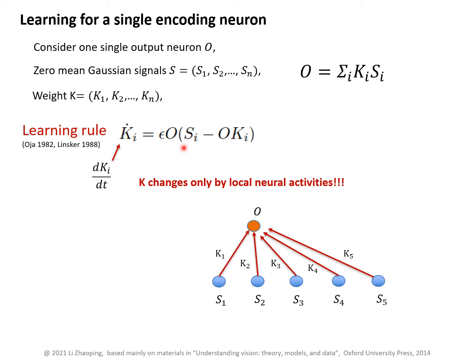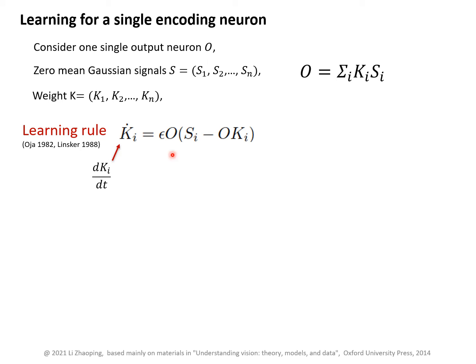This first term in the learning rule means that the weight K should increase when its presynaptic neuron S and its postsynaptic neuron O are both firing. So when they are both firing, the weight should increase. And this kind of learning rule is called the Hebbian learning rule. Now let's look in detail.